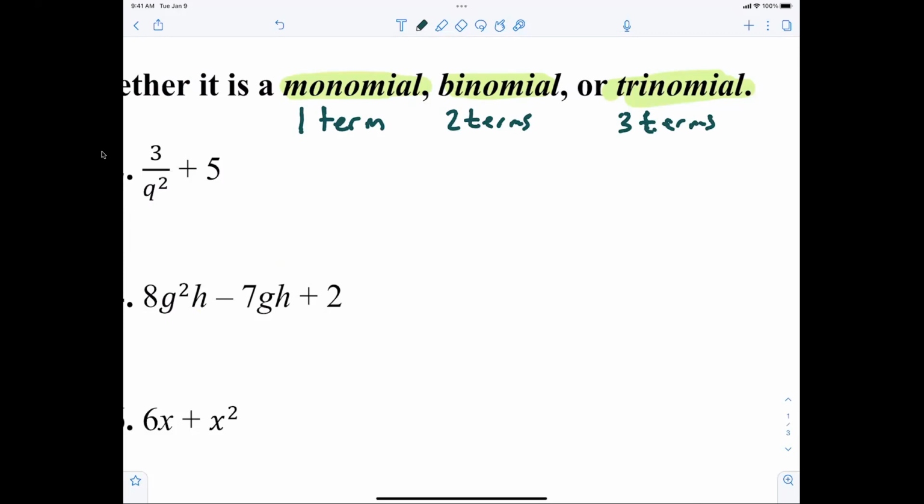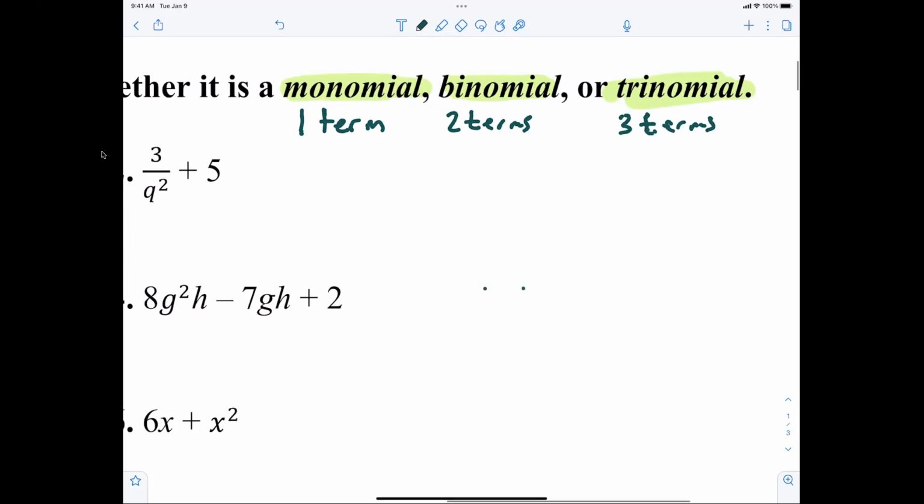Now, terms are separated by addition and subtraction. Do me a favor, make sure you understand. You don't have to write it down. It kind of makes sense. Terms are separated by addition and subtraction. So I'm going to write something up on the board here. X, how many terms is that? So now if I say X, Y, how many terms is that? 1.